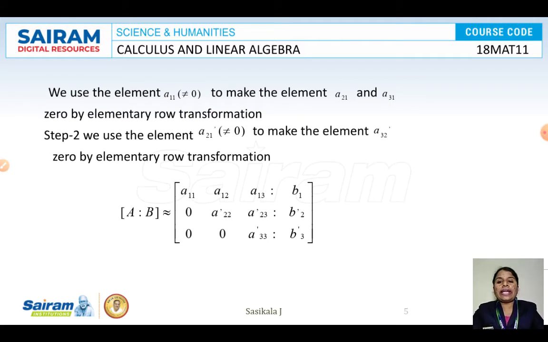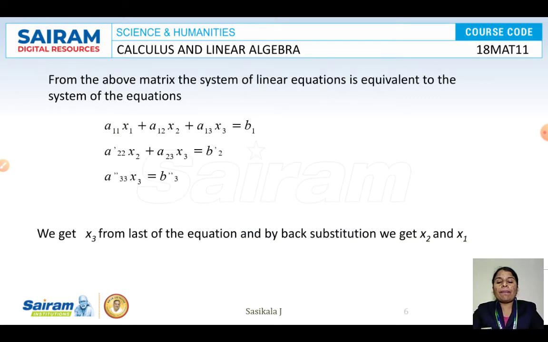So we use the element a11, which is not equal to 0, to make the elements a21 and a31 zero by elementary row transformations. And in step 2, we use the second row values, a22 dash, to make the element a32 dash zero, by using elementary row transformations. Now you can see the matrix A has been converted to an upper triangular matrix. Now from the matrix we can write a system of linear equations.